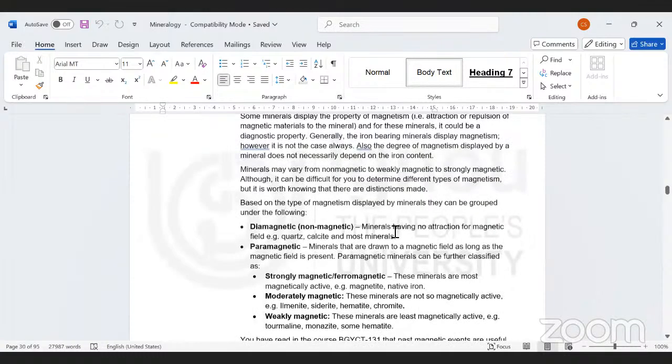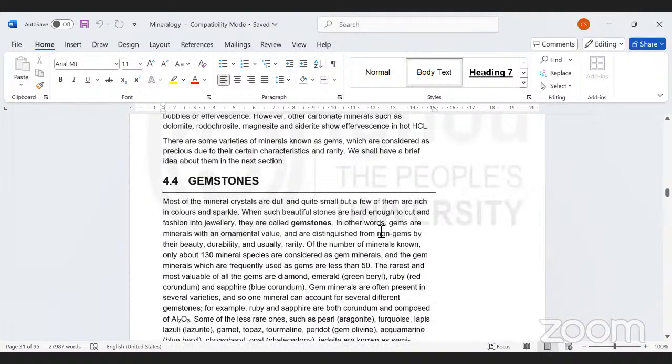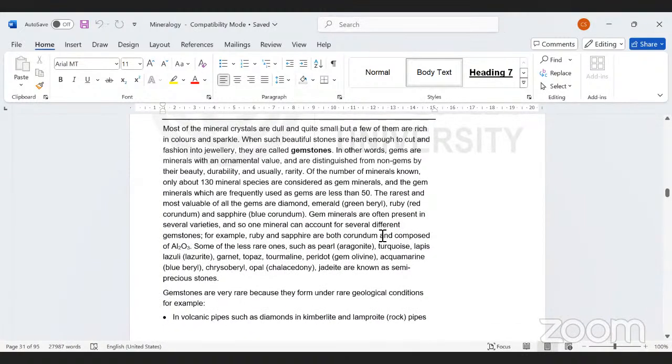Yes, some of the gemstones. Here some gemstones are also there. These gemstones are very beautiful stones, which are useful for fashion in jewelry. We will also study the gems in our subject. Examples are ruby and sapphire, which are both related to the corundum composition.